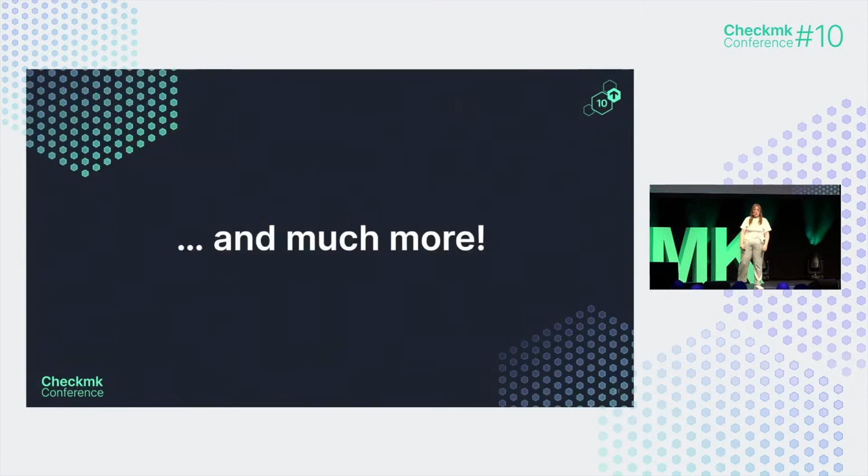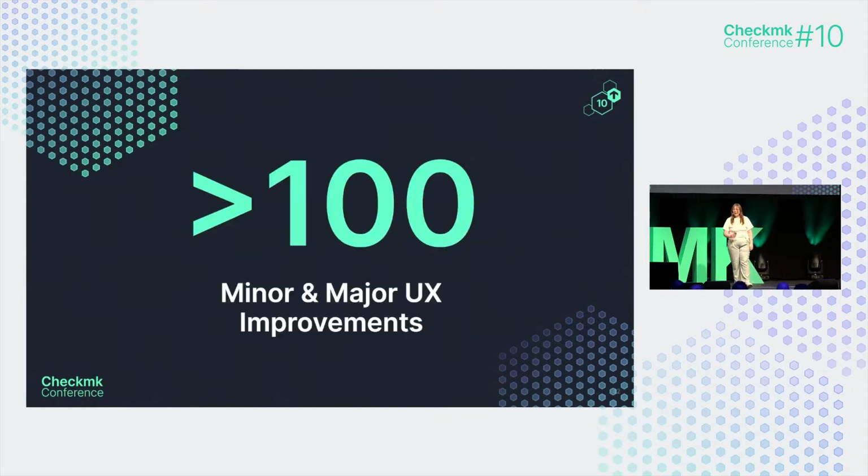And there's so much more in the 2.3. In fact, we have included over 100 minor and major UX improvements. And yes, I counted them. I looked through all of the tickets. 100 minor and major UX improvements that make the UI more consistent, more accessible, improve error prevention and recovery, and ultimately make you more efficient.